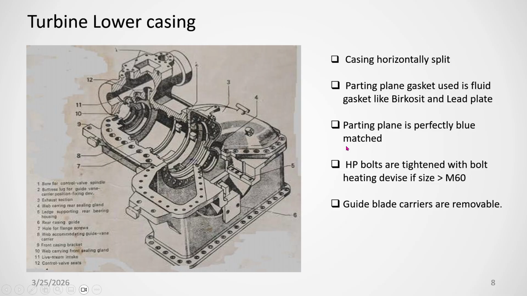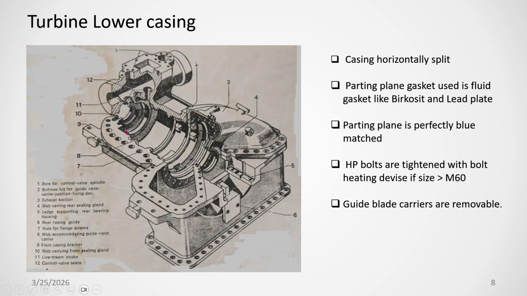You see, this is the casing, the lower half of the casing. This is the top half of the casing. This one is called your steam chambers. These bolts are the casing parting plane bolts. These are very high pressure bolts, because this side high pressure is there, and this side low pressure is there.